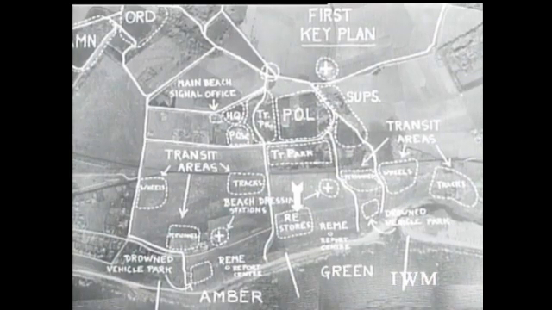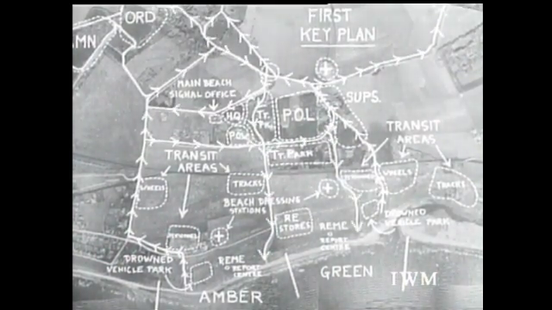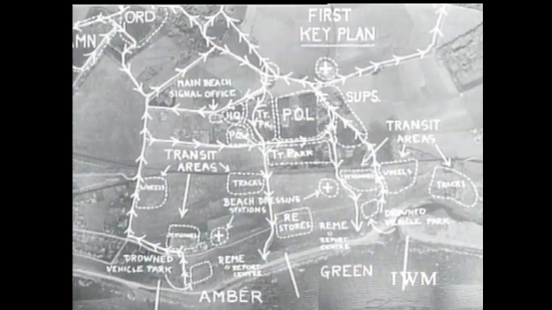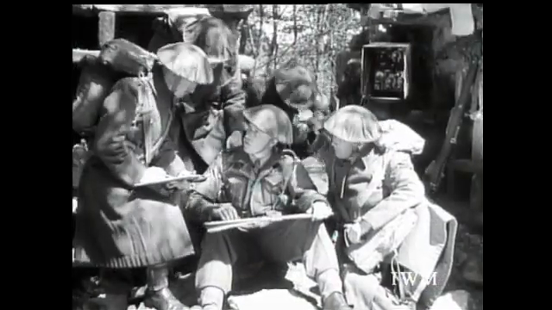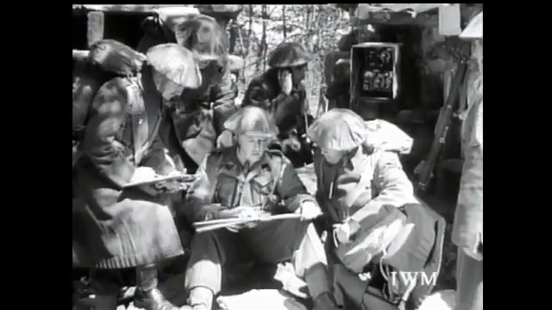During the reconnaissance, the traffic circuit is tested and any necessary improvements to roads are noted. It is the responsibility of the OC Field Company, RE, to see that these are done. Traffic control points are established at road junctions. Back at the Beach Group headquarters, having finished his reconnaissance, the commander decides on any alterations to the first key plan.